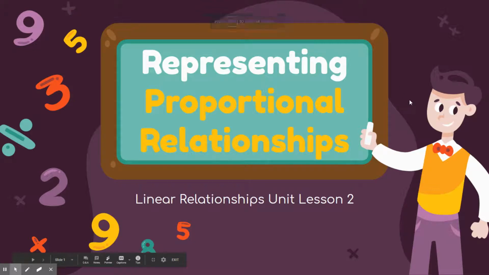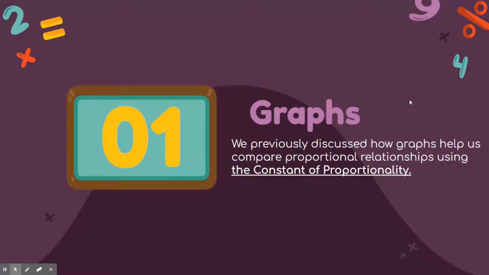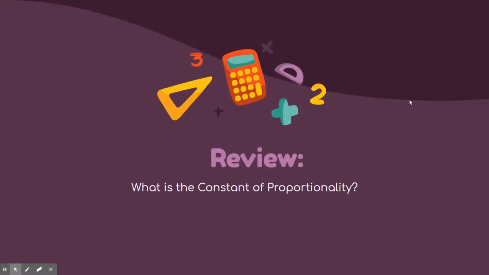Hi guys, today we're going to work on representing proportional relationships. Previously, in the last lesson, we discussed how to use graphs to help us represent proportional relationships and how to identify things using the graph and the constant of proportionality on the graph. That is one way to represent proportional relationships, is the graphs. But first, let's review what the constant of proportionality is.